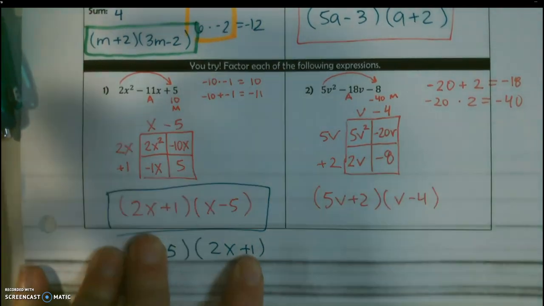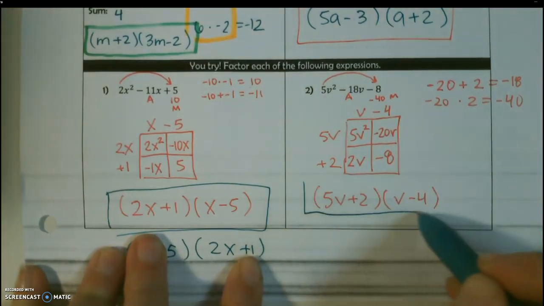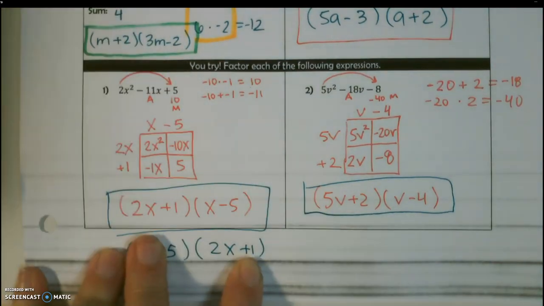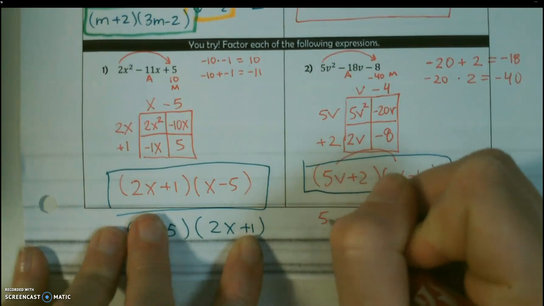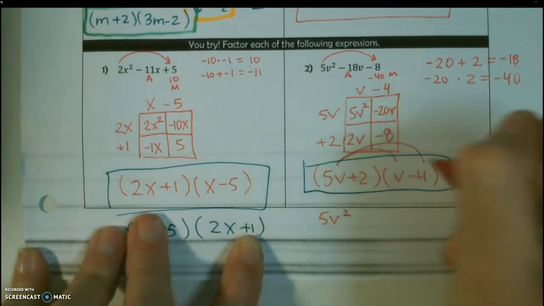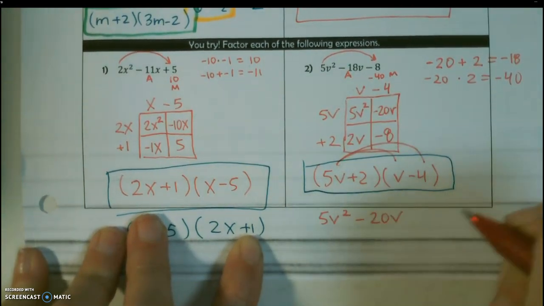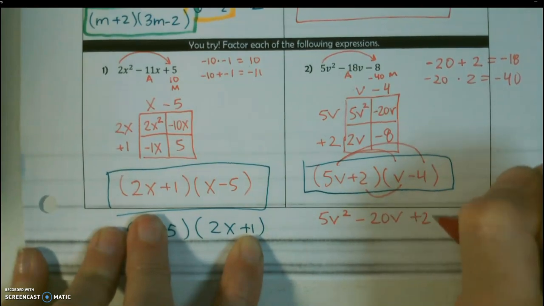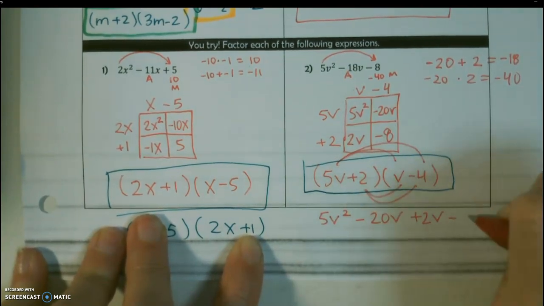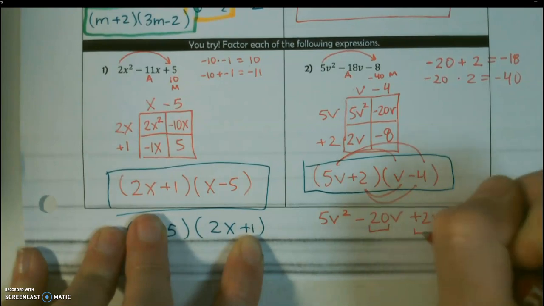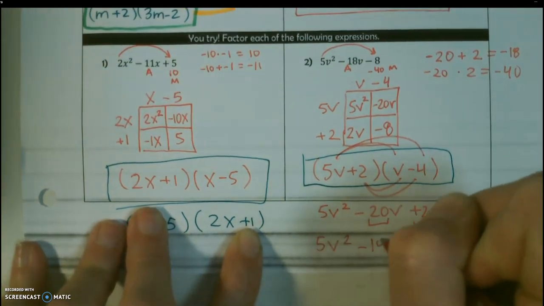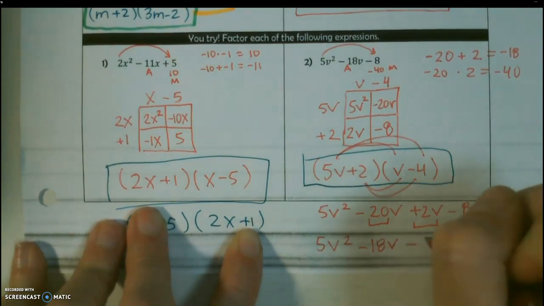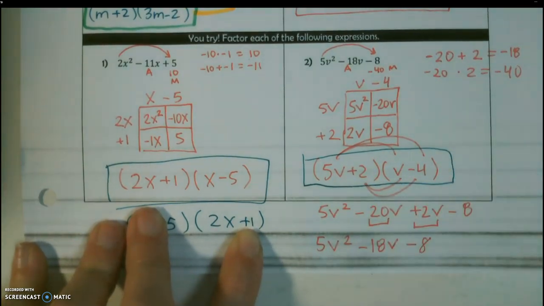v minus 4. Now again, if you ever feel just not confident in your answer, we can check ourselves. If we were to check ourselves, that would give us 5v squared minus 20v plus 2v minus 8, which if you combine like terms, we get 5v squared minus 18v minus 8.